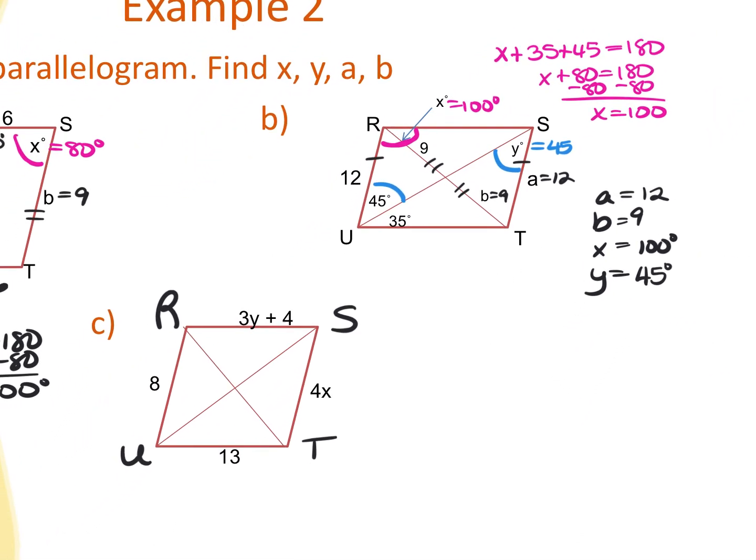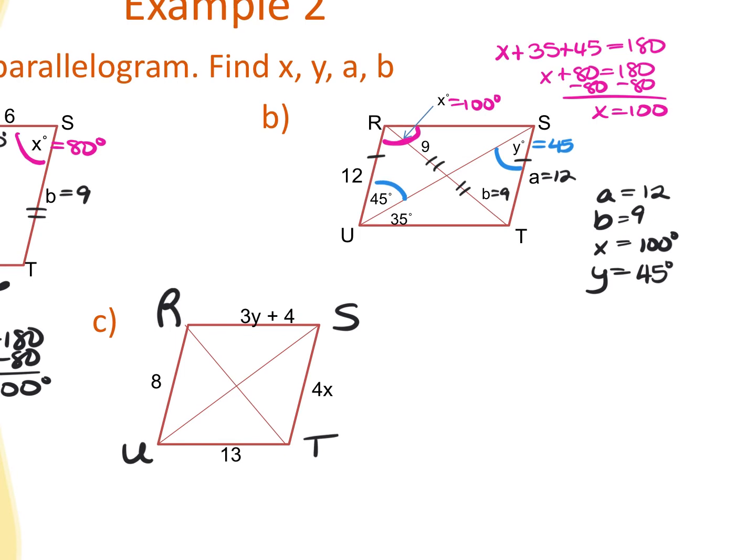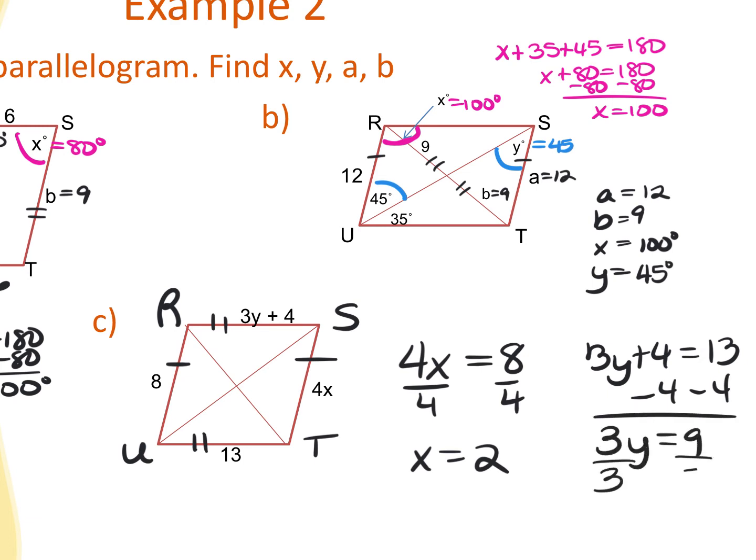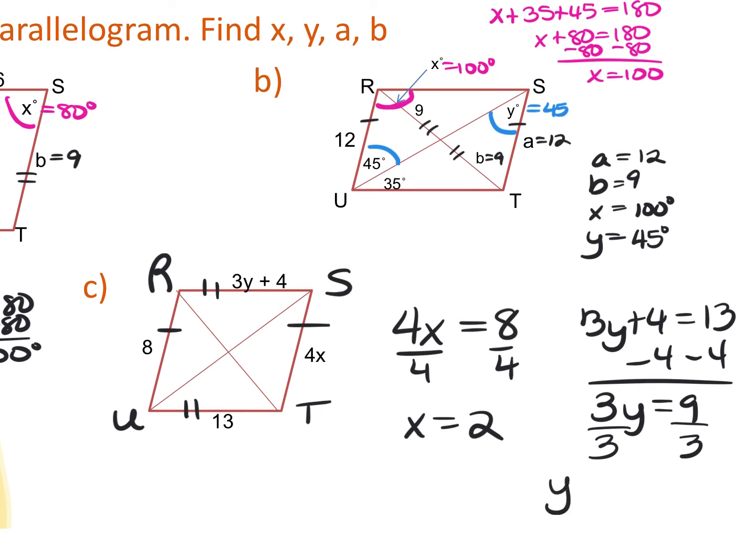So again, I'm going to use my parallelogram opposite sides theorem. So I know that 8 and 4x are congruent, as well as 3y plus 4 is going to be congruent or equal to the 13. So my two equations to solve will be 4x equals 8 and 3y plus 4 equals 13. I can divide both sides by 4. X equals 2. And then for the y, subtract 4 and divide by 3. And y equals 3.